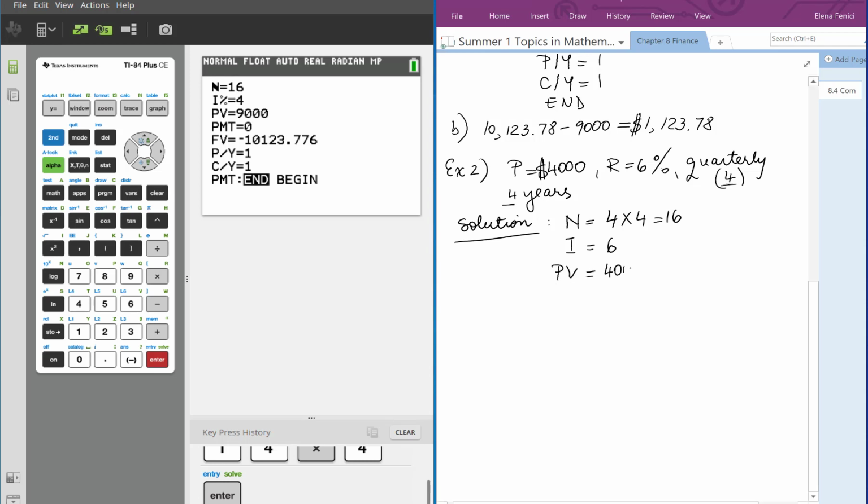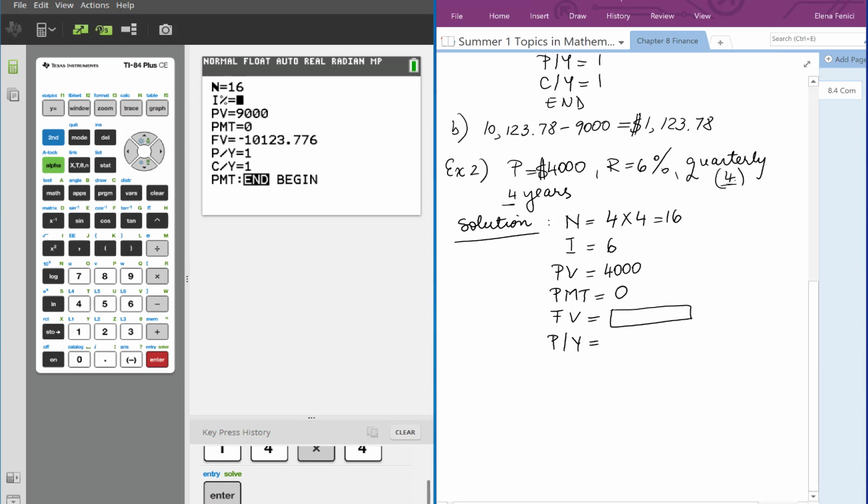The present value is 4,000. You have this money. Payment, well, we didn't do anything with the payment. We didn't discuss repeating payments like when you pay your phone or your cable or your mortgage, right? There is no payment involved here. You just have a lump sum of $4,000. Future value, that's what we want to find. You may ask, how do I know that? Well, what's the question is asking. Find how much you'll have after 4 years.